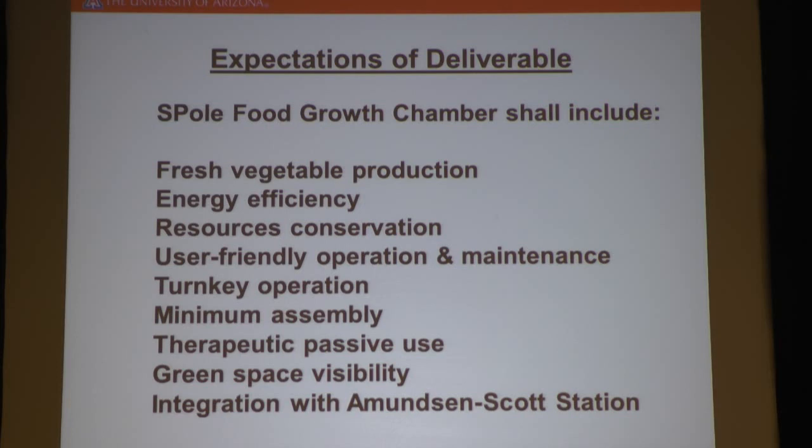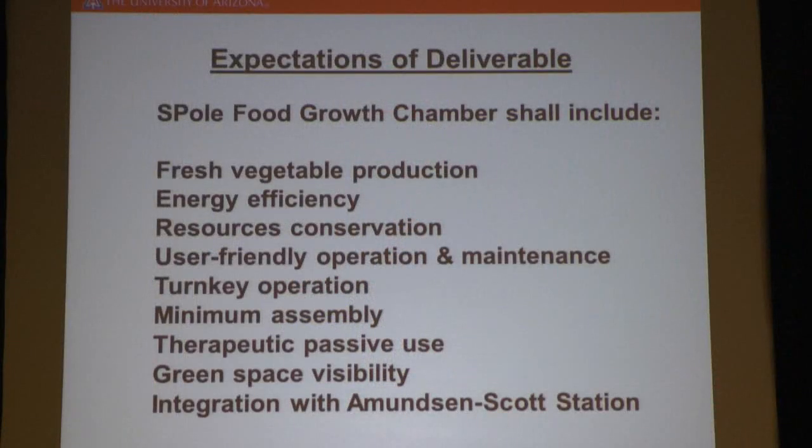Expectations of the deliverable. Well, the idea was that it was a machine that would produce fresh vegetables, and this was in 2001. It arrived in 2004. It had to have some energy efficiency. It's difficult down there for bringing in fuel. Resource conservation, so recirculating hydroponics. User-friendly operations and maintenance, so that it could be run by those who were on site initially as volunteers, not trained in any way. Minimum assembly, offer the passive use for therapeutic value, green space visibility, and it had to be integrated within the new station.